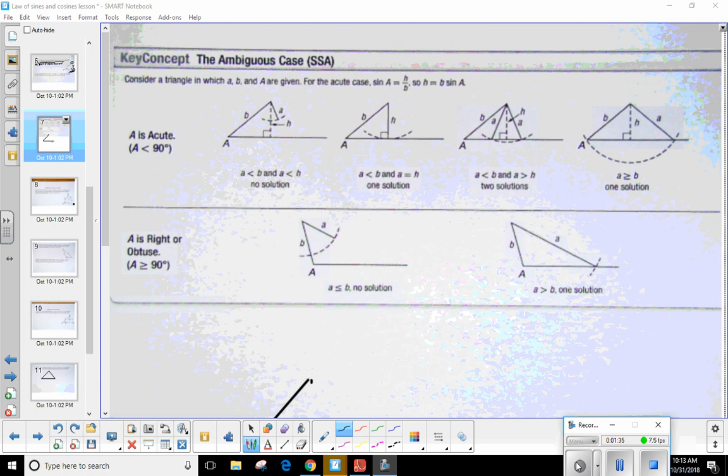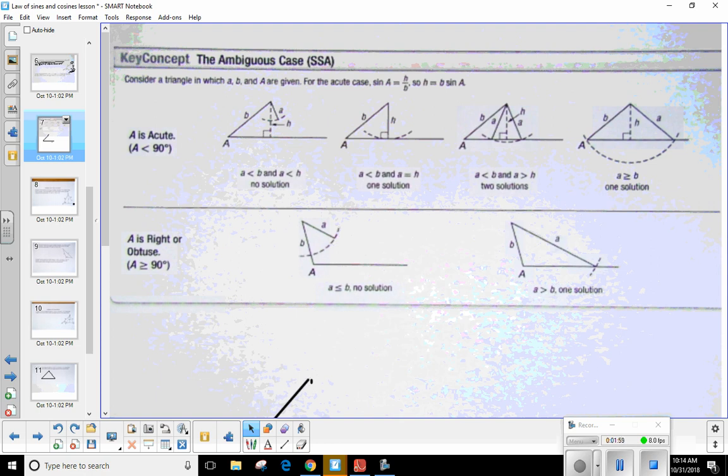Okay, so you'll notice the table is broken up into two rows. The angle you're given is either going to be acute or it's going to be obtuse, and that tells you what row to look at. Well, the two sides you're going to be given are always represented by A and B. So if it's obtuse, okay, if side A is less than B, there's no triangle that can fit those particular dimensions. If A is greater than B, you're going to have one solution.